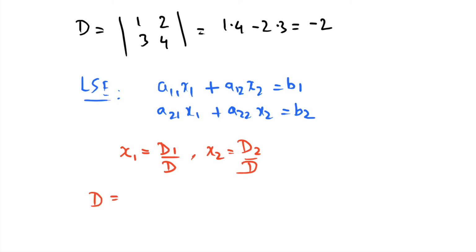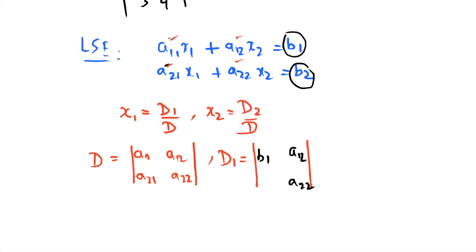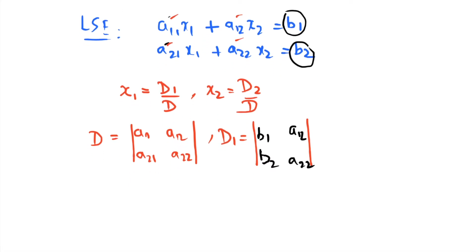d is nothing but the second order determinant composed of all the coefficients of the unknowns. So this will be a11, a12, a21, a22. And d1 will again be a second order determinant, and the elements inside would be the coefficients of x2. So we'll write here a12, a22, and instead of a11 and a21, we'll replace them by the constant terms b1 and b2. Likewise, you can write down what d2 is.